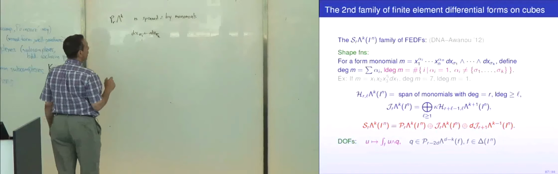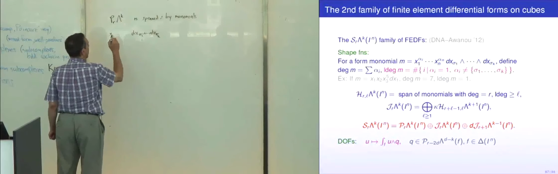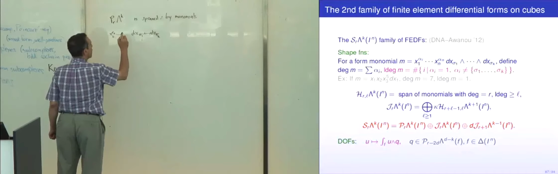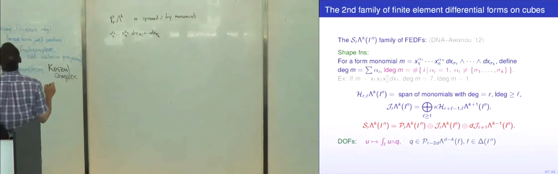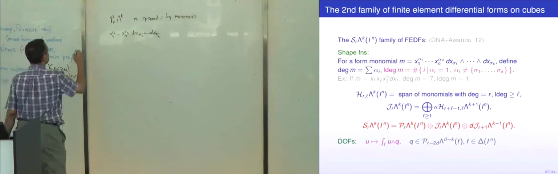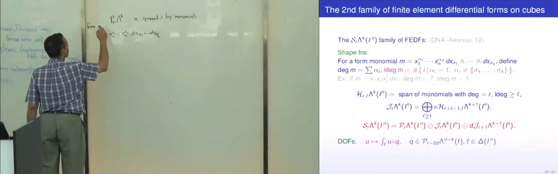And then you can multiply it by polynomials. I'm not using barycentric coordinates here, so just x0 to the alpha 0 through xn to the alpha n. So this is what I would call a form monomial. So it's a differential form with a monomial coefficient.